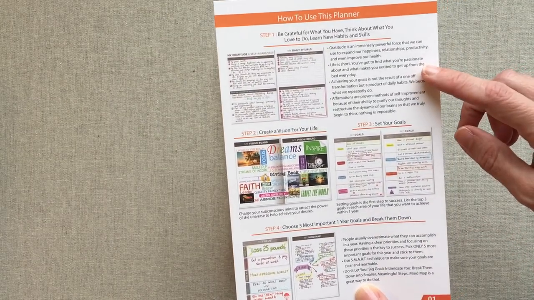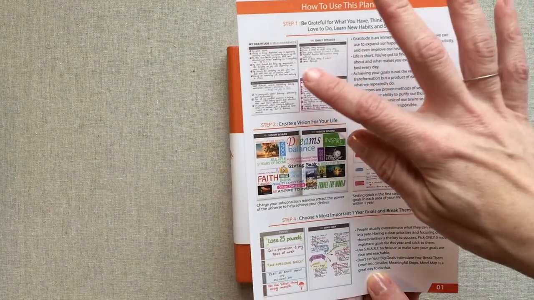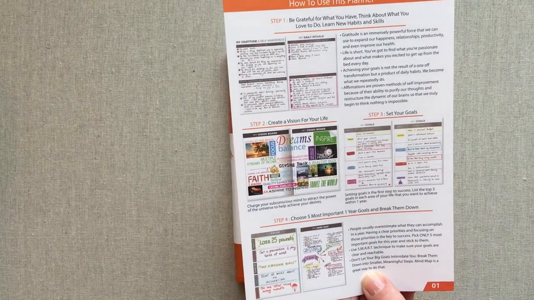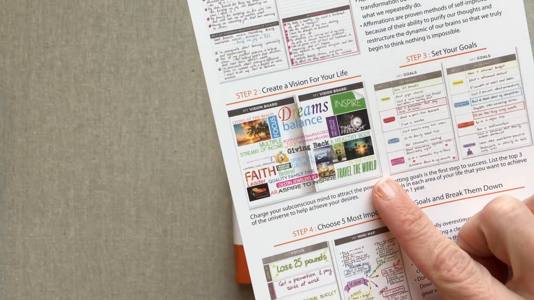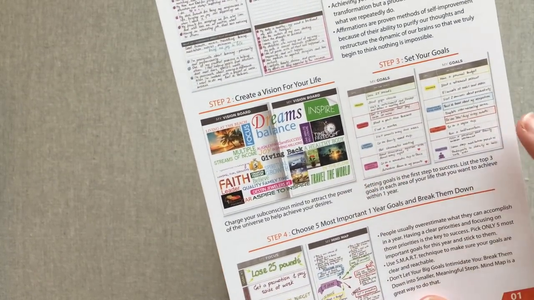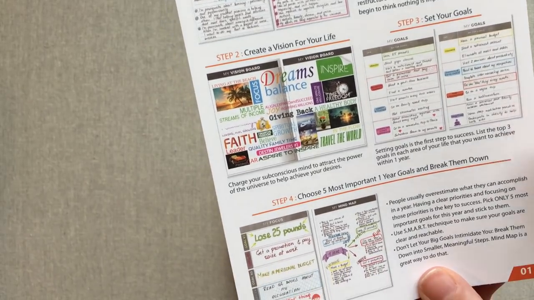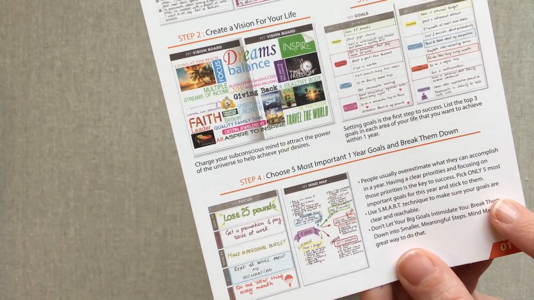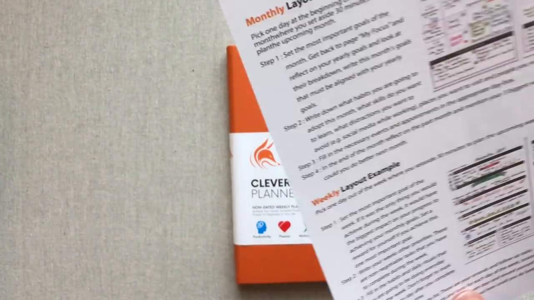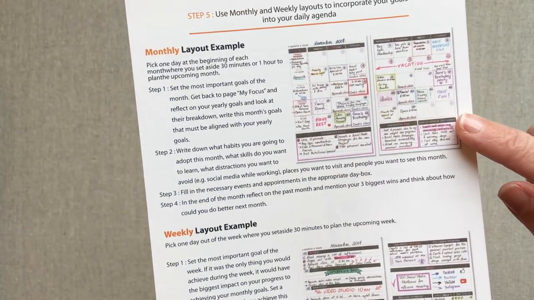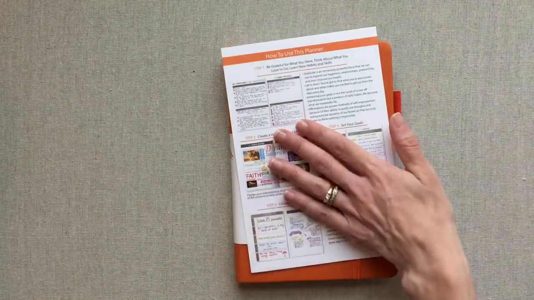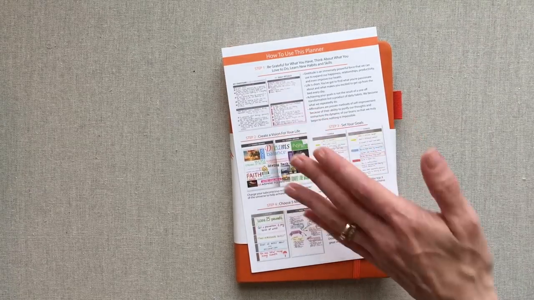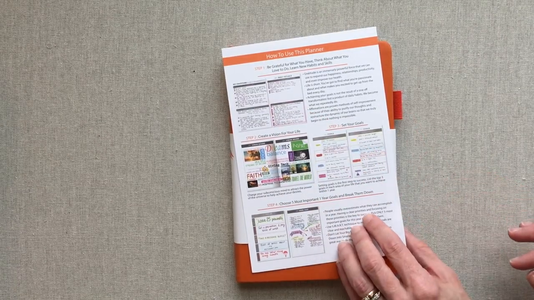So they take you through the planner. And step one, they take you how to start out filling out your gratitudes and your daily rituals. They talk you through the vision board, setting your goals, and breaking down your one-year goals. Then they talk you through the monthly layout and some different ways to use that, and your weekly layout. So I really do think this card is helpful for their planner. It might just give you some ideas that you hadn't thought of.